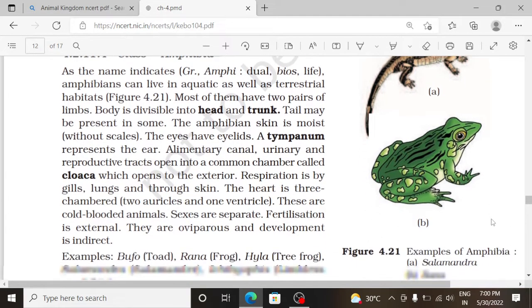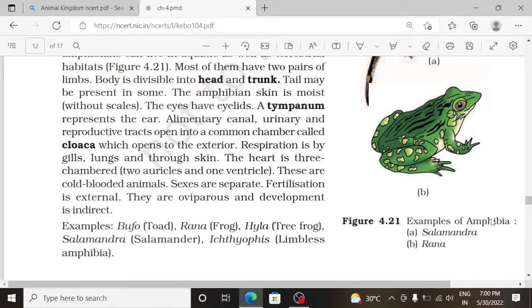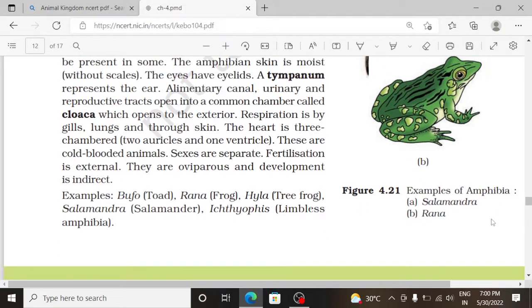Class Amphibia, as the name indicates, in Greek it is amphi, dual, and bios, life. Amphibians can live in aquatic as well as terrestrial habitats. Most of them have 2 pairs of limbs. Body is divisible into head and trunk. Tail may be present in some. The amphibian skin is moist without scales. The eyes have eyelids. A tympanum represents the ear. Alimentary canal, urinary and reproductive tracts open into a common chamber called cloaca, which opens to the exterior.